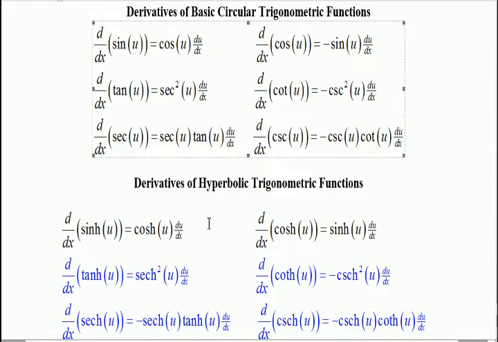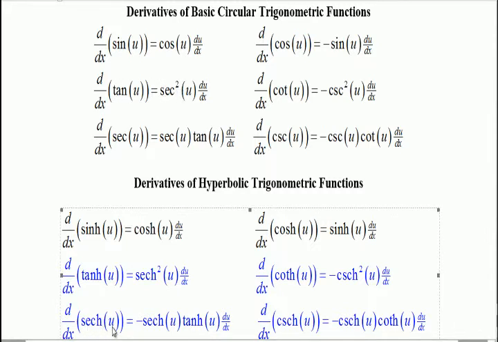Now, hyperbolic trig functions, really I'm mainly interested in just memorizing the first two of those. The derivative of sinh of u is cosh of u, and the derivative of cosh of u is sinh of u. But we also have derived some of these other properties in the last couple of videos. So the derivative of hyperbolic tangent of u is hyperbolic secant squared of u, very much like the derivative of tangent u is secant squared of u.